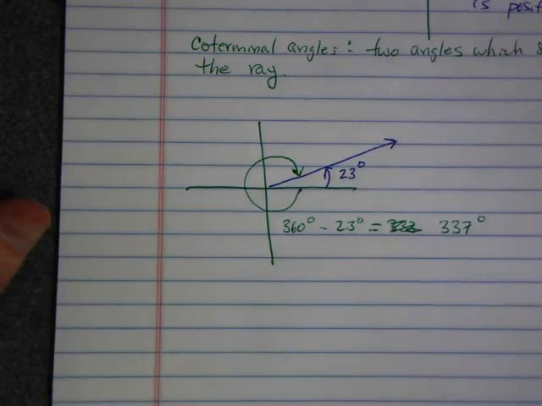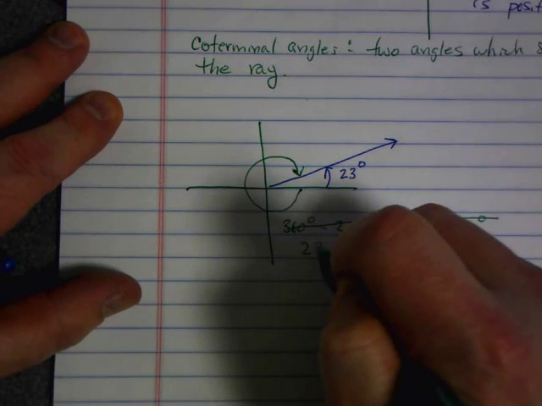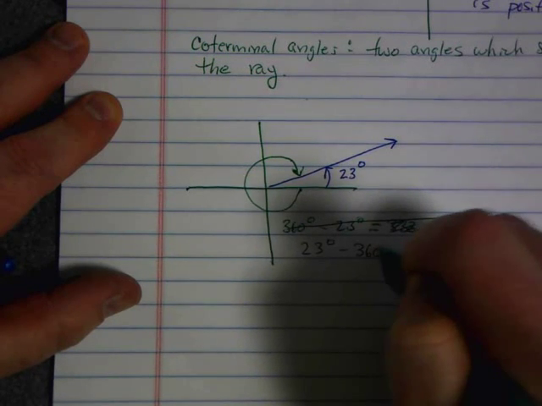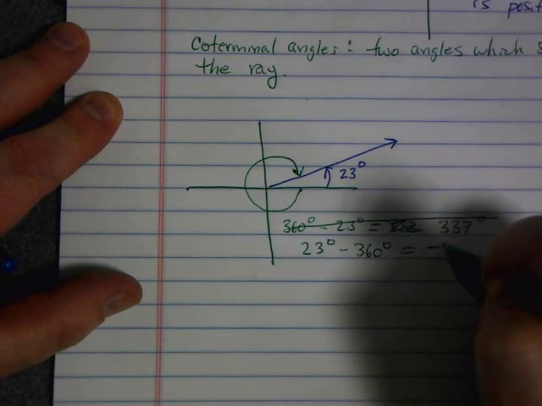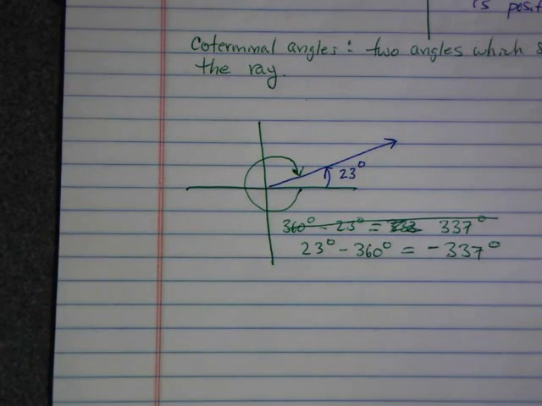So a coterminal angle would be 337 degrees. That's not right. Why is that not right? Because it has to be negative. So I should not have done 360 minus 23. Rather, I should have done 23 minus 360, and written it as negative 337 degrees. Those are coterminal. So make sure you get your order correct to get the right sign. Negative 337 degrees and 23 degrees are both coterminal.